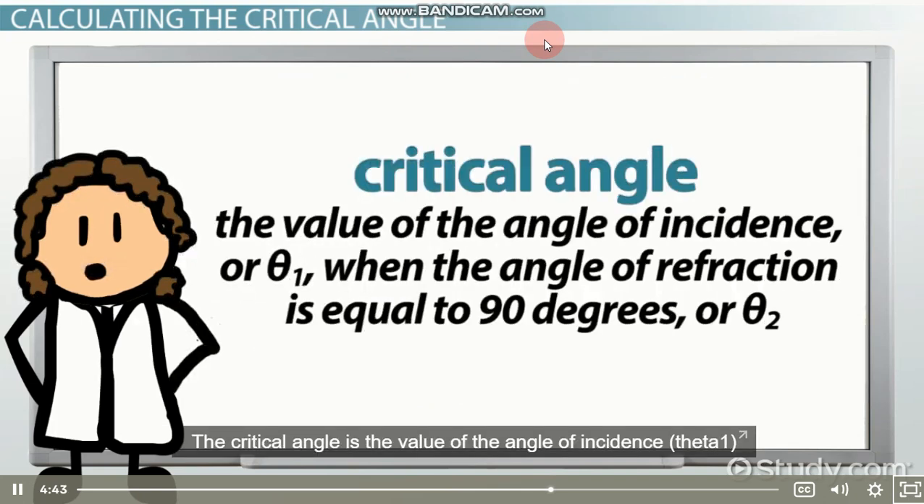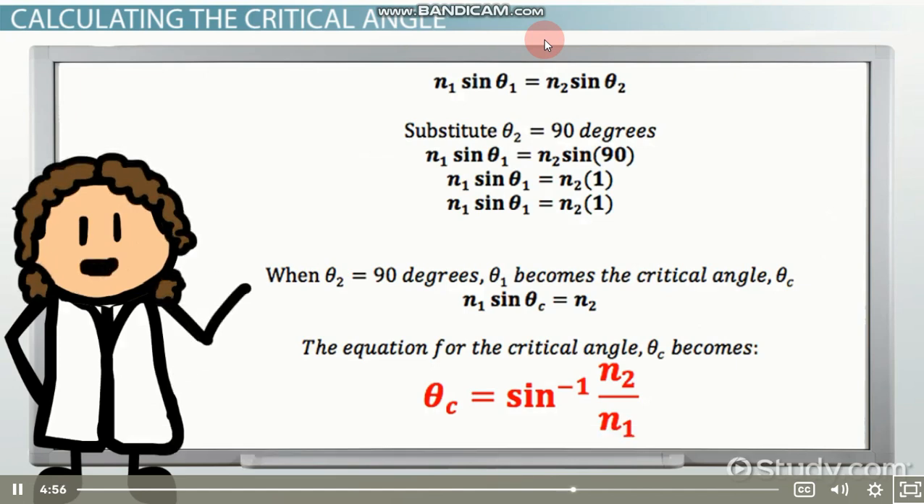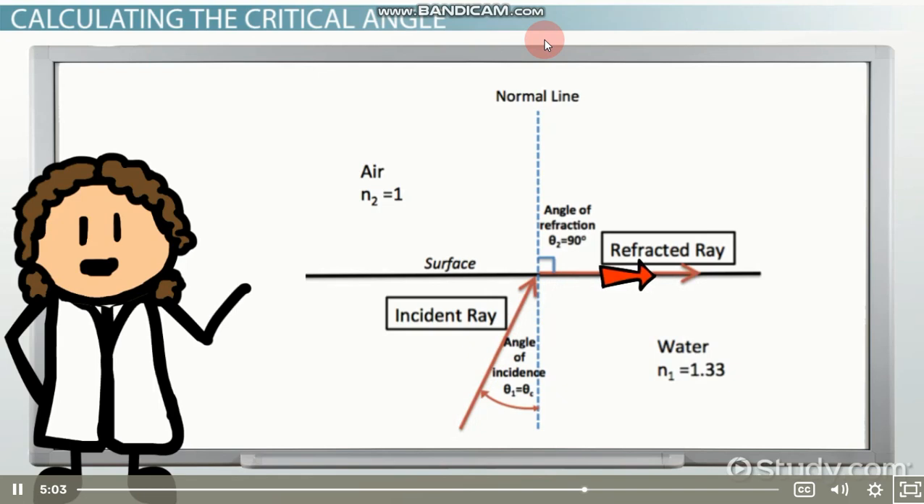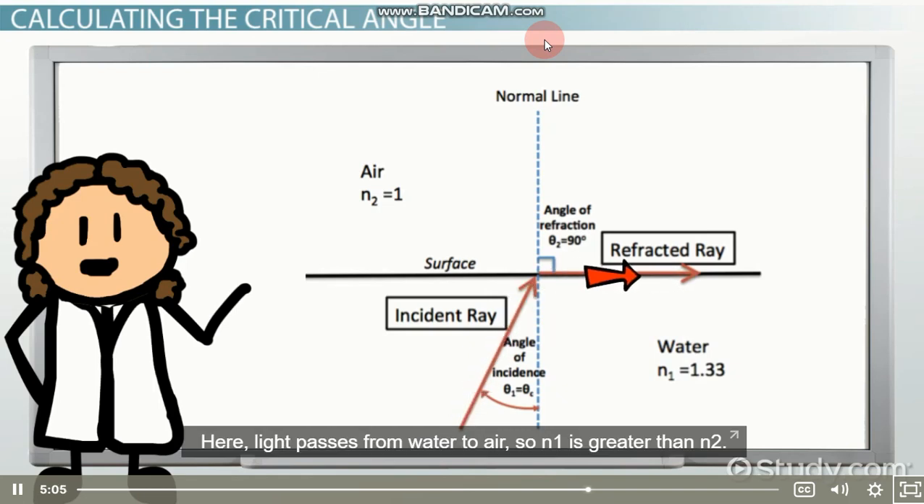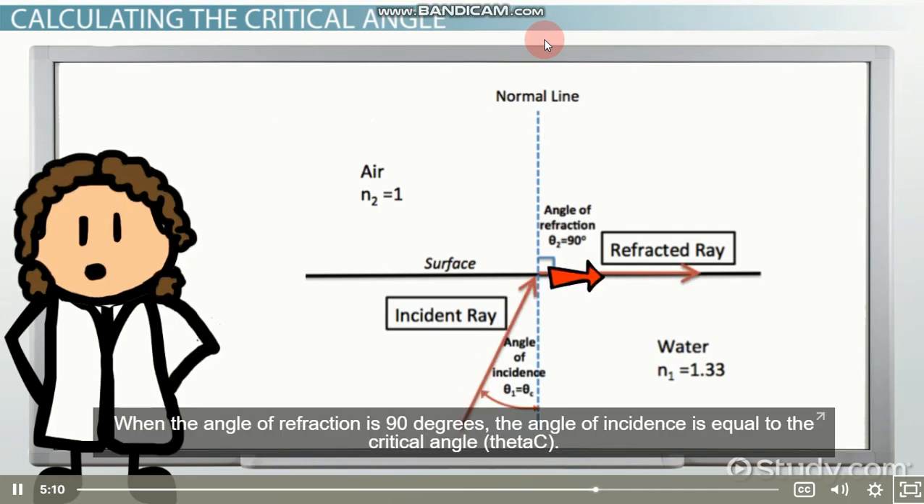The critical angle is the value of the angle of incidence, or theta 1, when the angle of refraction, theta 2, is equal to 90 degrees. The critical angle can be calculated using Snell's law as shown here. This illustration shows how light travels when the angle of refraction is 90 degrees. Here, light passes from water to air, so n1 is greater than n2. When the angle of refraction is 90 degrees, the angle of incidence is equal to the critical angle, or theta c.